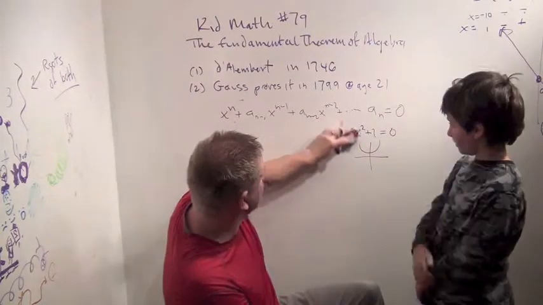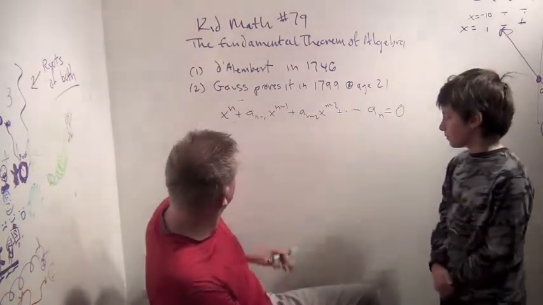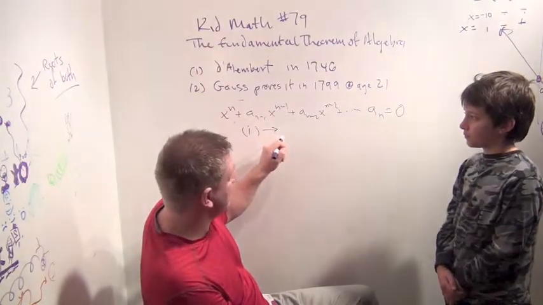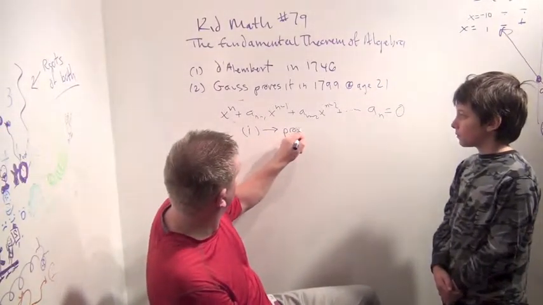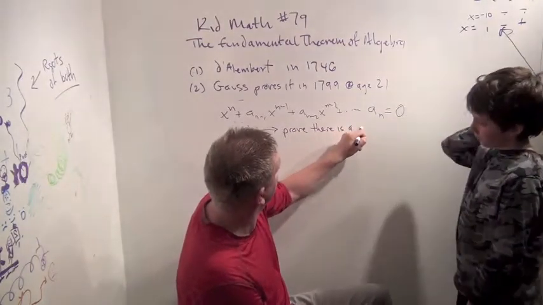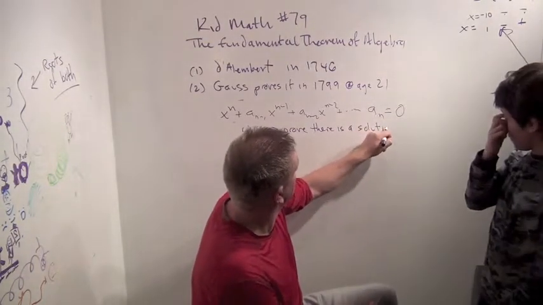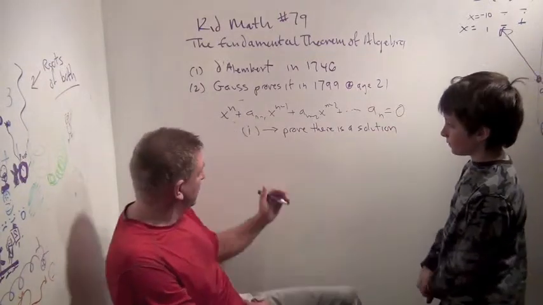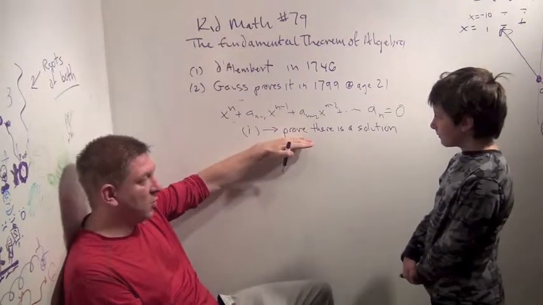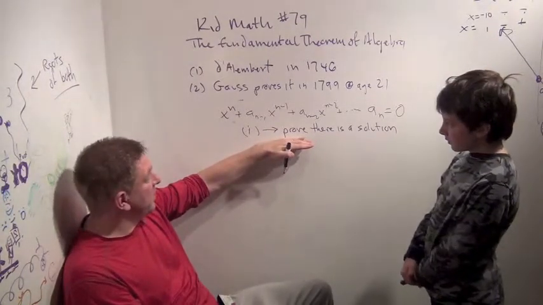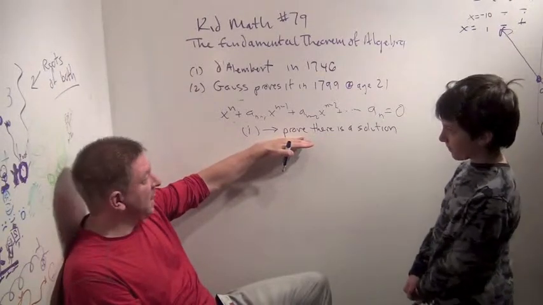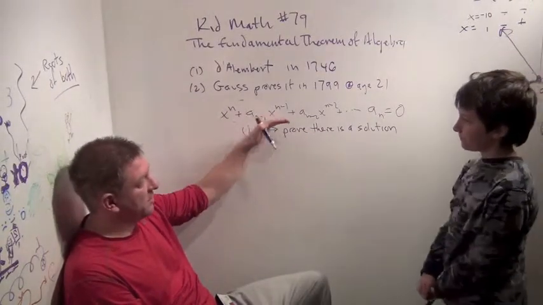Okay, so he did it in 2 steps. The first step, step 1, was prove it has 1 solution. There is a solution. And this is kind of cool. So he doesn't start out trying to show that there's n of them. He just tries to show that there's 1. And the way he proved that was by assuming there were no solutions. Proof by contradiction. Yeah, so he did it by assuming there were no solutions.